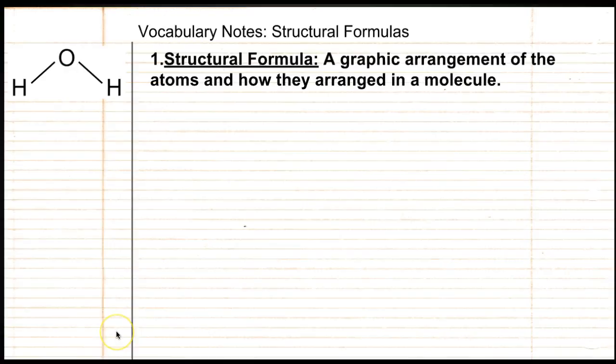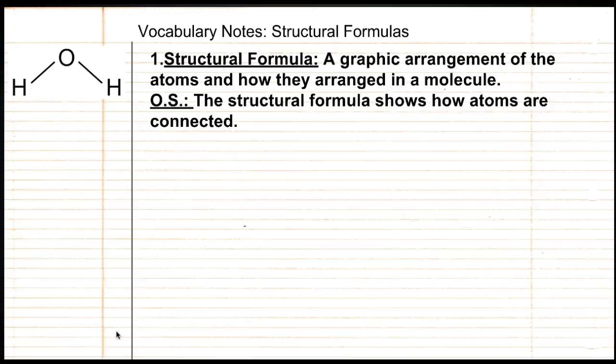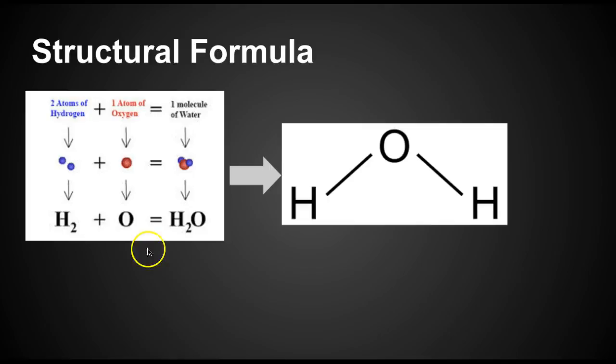The original sentence you can write is, the structural formula shows how atoms are connected. So you see how I use the term structural formula in a new sentence. Do the same thing for the next couple of points. Here's more detail. Like I mentioned before, H2 and O, two hydrogen atoms plus one oxygen atom combined, give you H2O. This one is called the chemical formula, and this one right here is called the structural formula. It's like a drawing to show you how things connect.